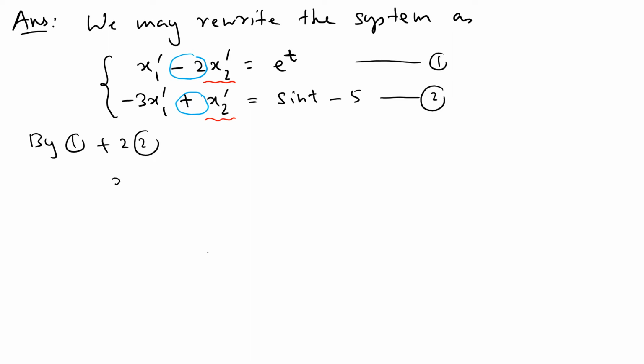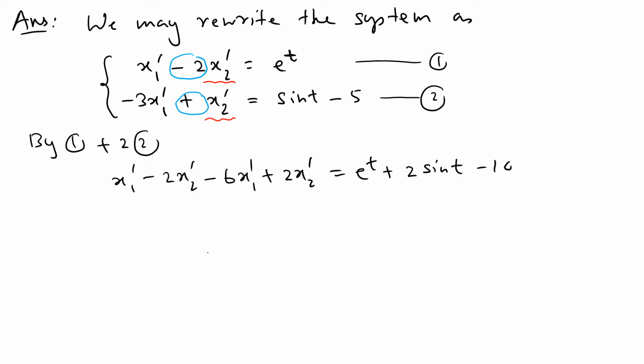So what will happen, you have the first one just as it is, no changes. But you're going to multiply the second equation by 2 and add. So that means it's going to be negative 6x1 prime and then plus 2x2 prime. The same thing happens on the other side. So the e to the t has no change, but you multiply the second one by 2: 2 sine t minus 10. Now you can see what happened. This term gets cancelled. That's the whole point. And then you write the rest, so you get negative 5x1 prime equal e to the t plus 2 sine t minus 10.